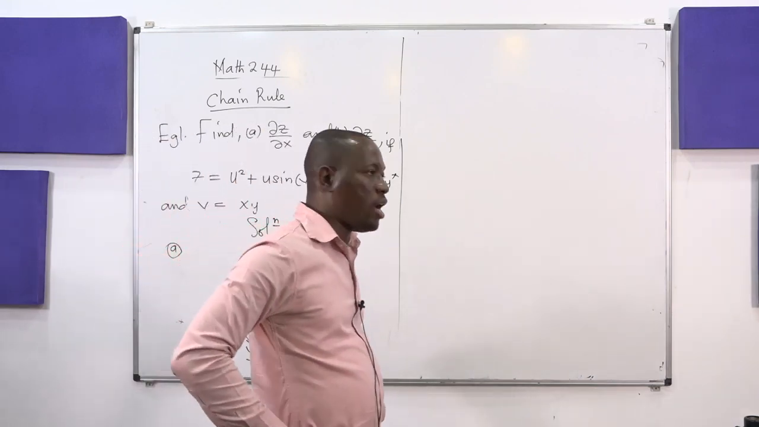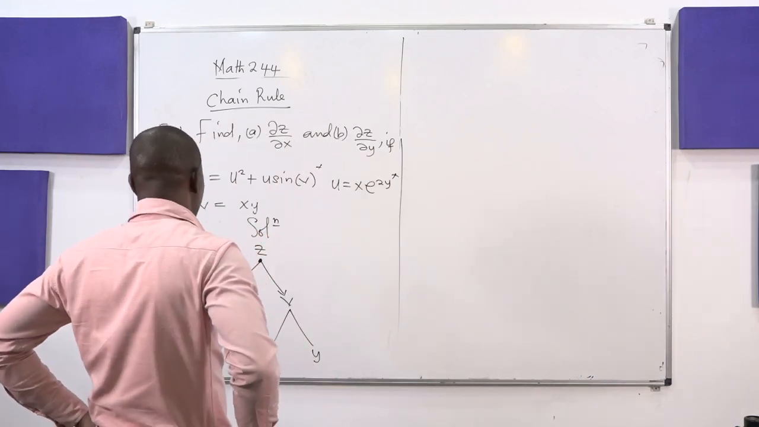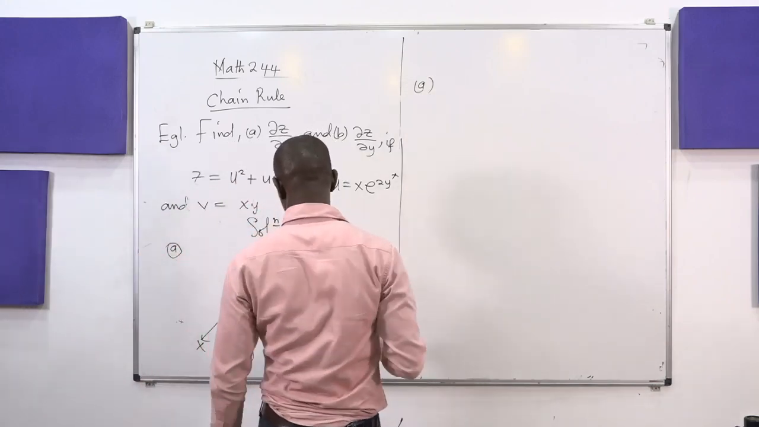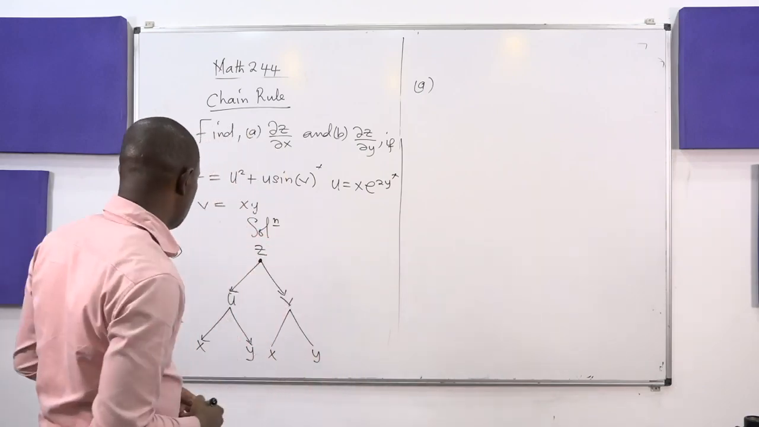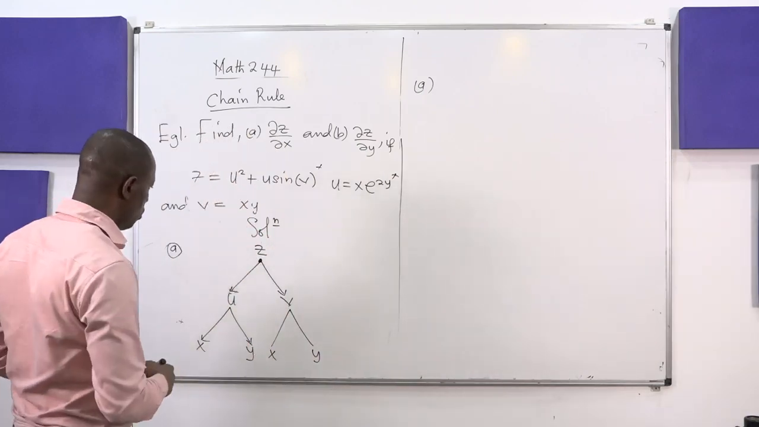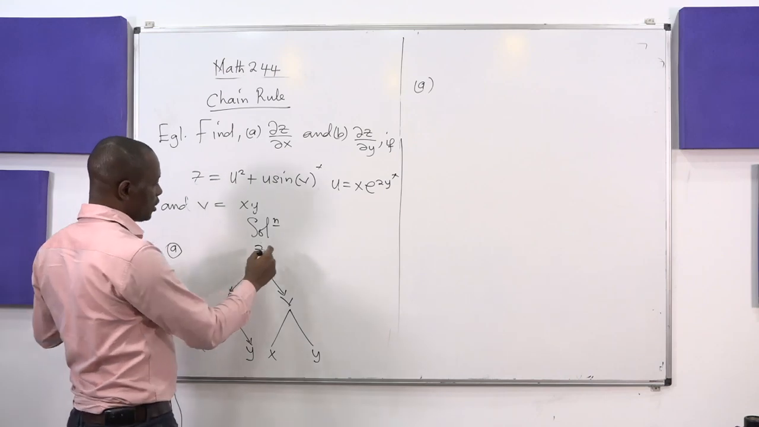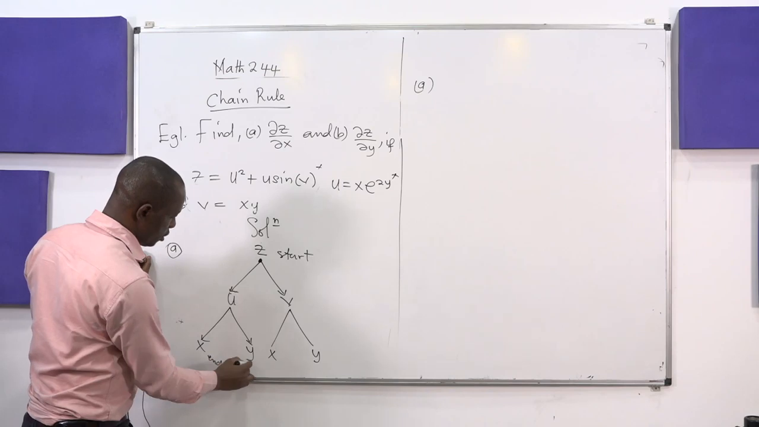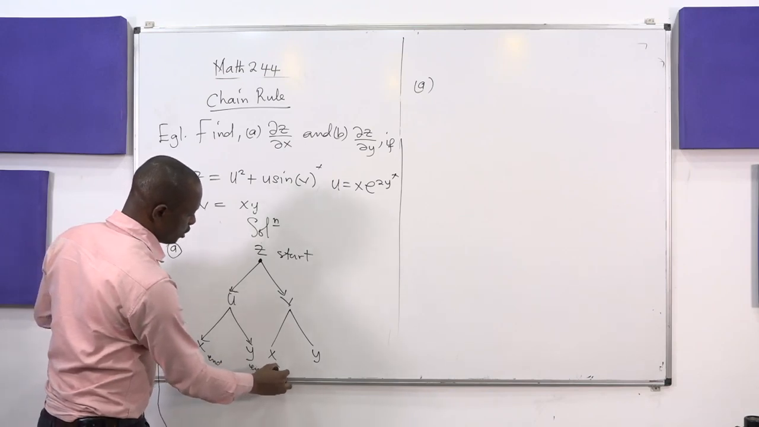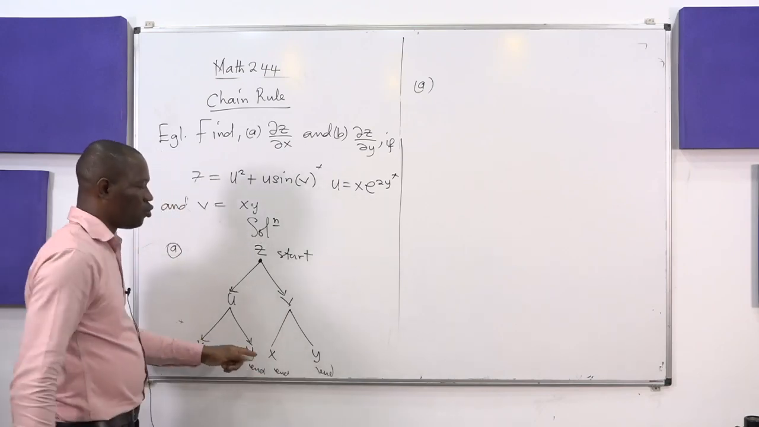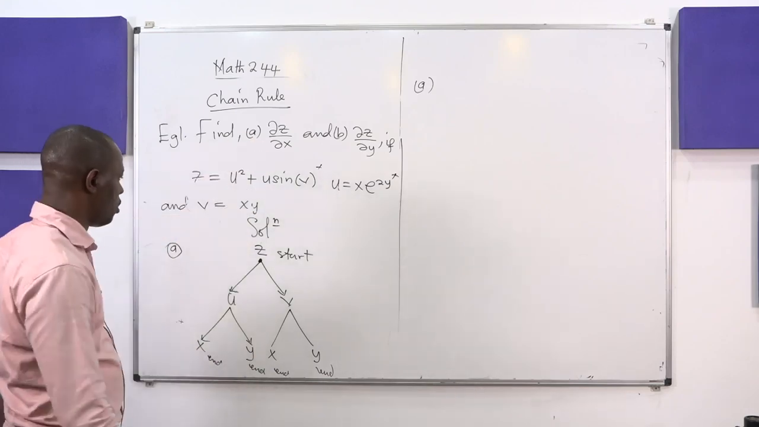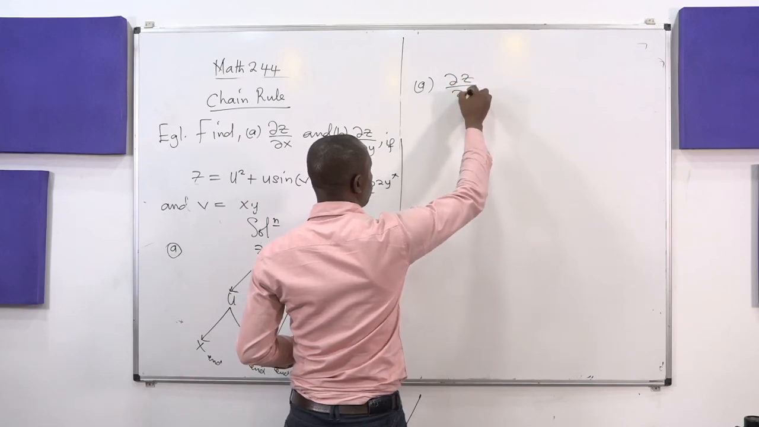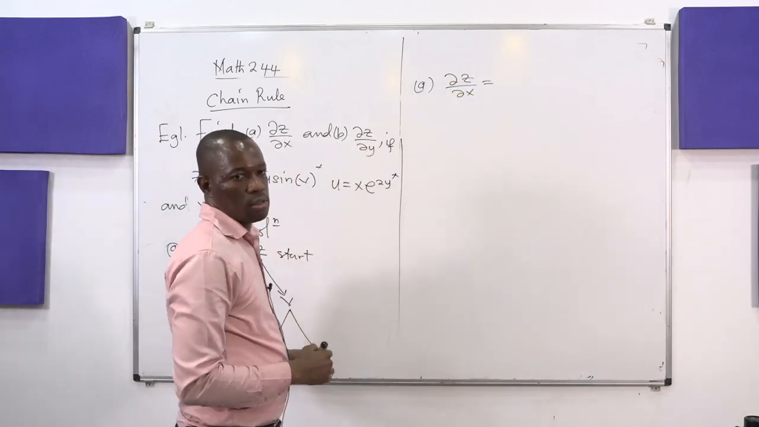So now we are going to find our partial derivative. Is that okay? So A. From z, we are going to x. So our final destination starts at z and ends at x. Our final destinations are 2, so this is a partial. That's why the thing is partial. So partial z with respect to x. Is that okay?